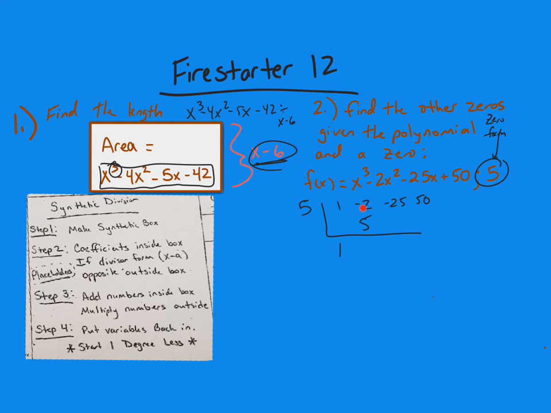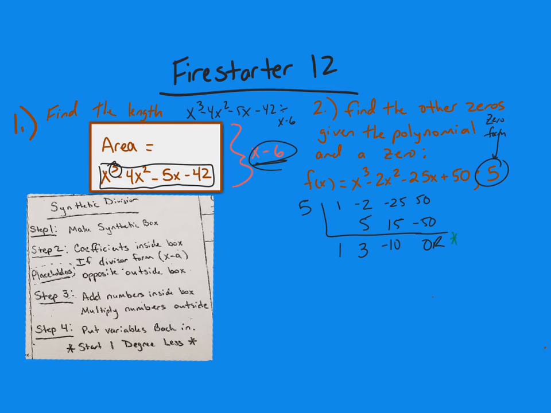Now I'm going to add -2 and 5 to get 3. So 3 came from adding on the inside. I multiply by 5, so 3 times 5 is going to give me 15. I add, I get -10. -10 times 5 is -50. I end up with no remainder.